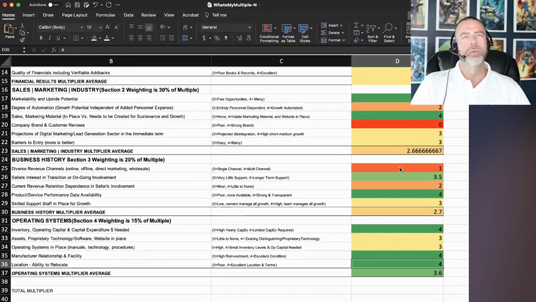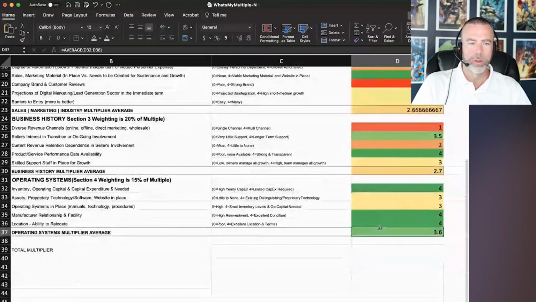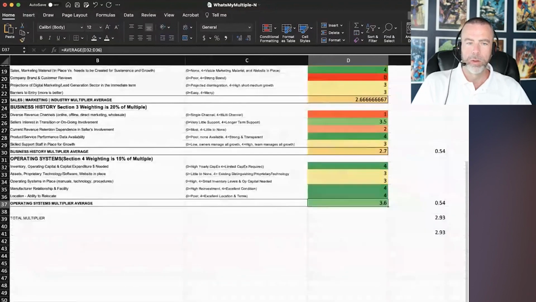Location is super easy to relocate anywhere. These particular sellers are in the Northeast. You could be anywhere. There's a 3PL, manufacturers, everything's online. You don't need any physical location. No problem whatsoever. So let's see. Let me zoom out now.